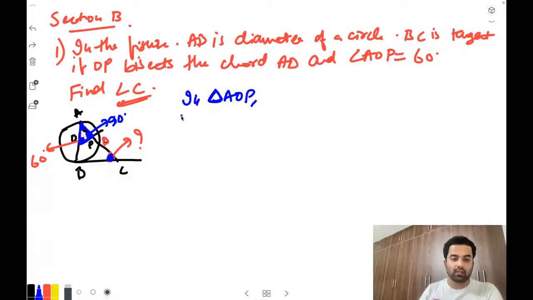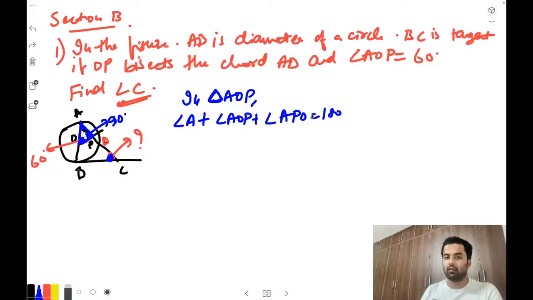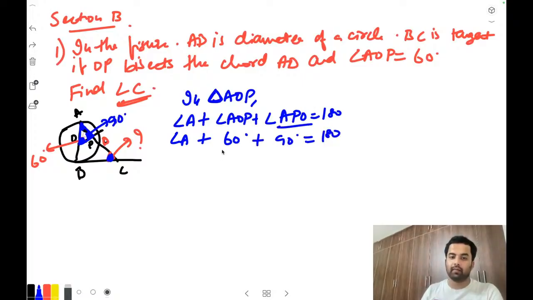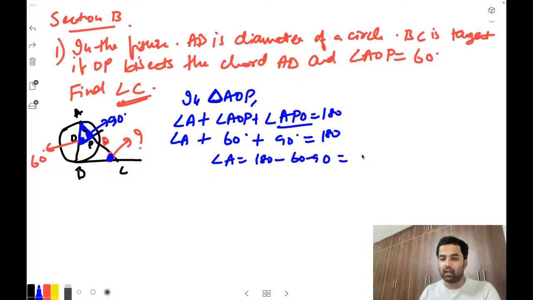So let me write the names first. Angle A plus angle AOP plus angle APO is equal to 180. Okay, first step. Angle A we have to figure out, plus angle AOP becomes 60, which is given. Angle APO is what? 90, it is given, and equal to 180. Angle A becomes what? 180 minus 60 minus 90. The answer becomes 30. Okay, which means this angle becomes what? 30 degree.